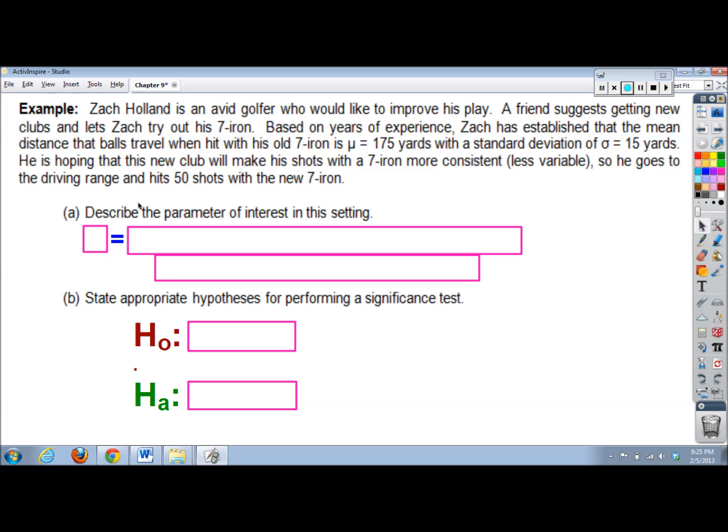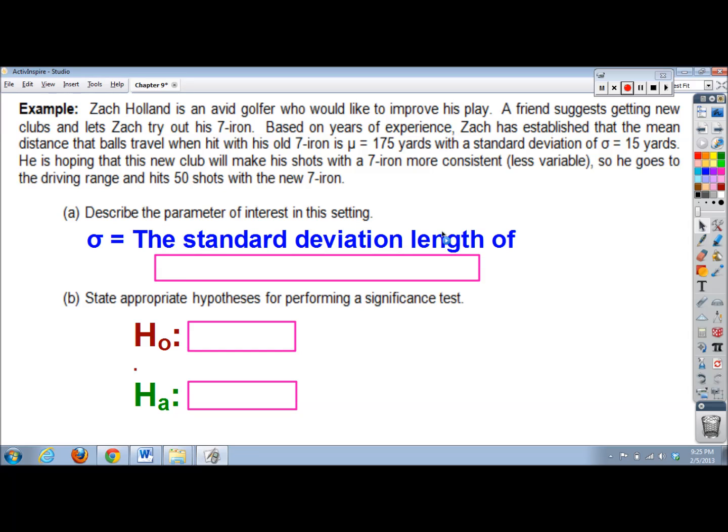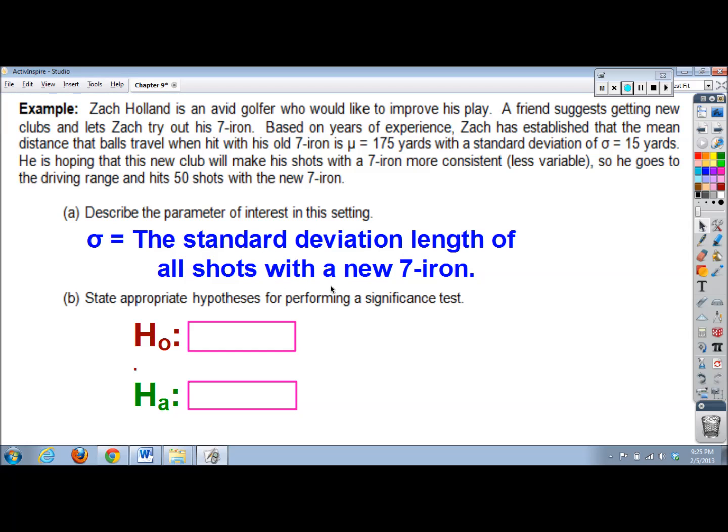So to describe our parameter of interest, well, typically we're going to be using mu or p, okay, mean or proportion. But here's a case, and this isn't going to happen that often, where we want it to be less variable, so we're going to use sigma as our parameter value here. Okay, and we want sigma to be the standard deviation length of all shots with the new 7-iron. We already know what it is with the old one. It's 15.